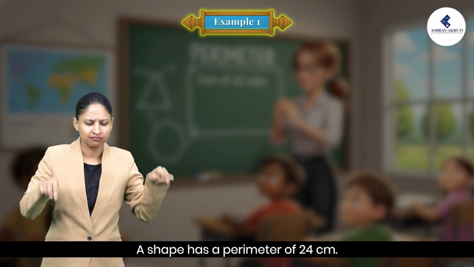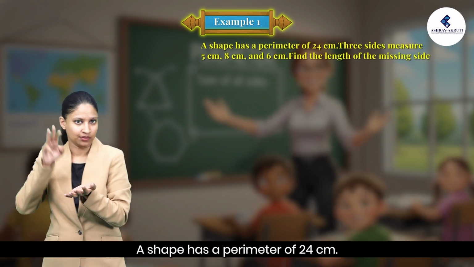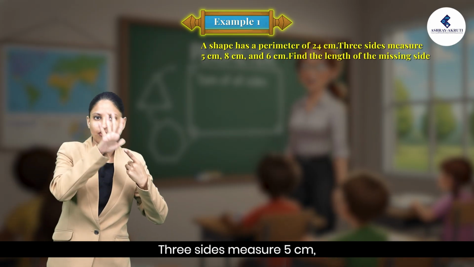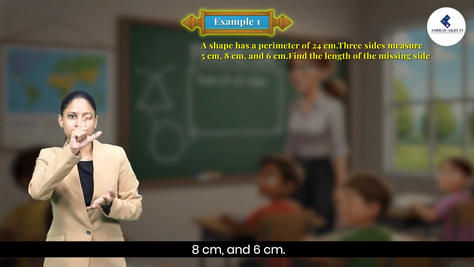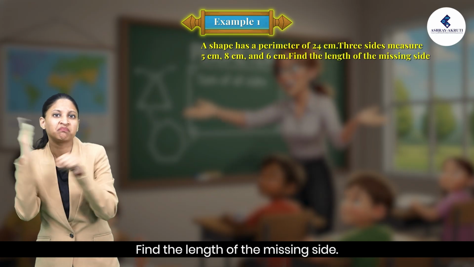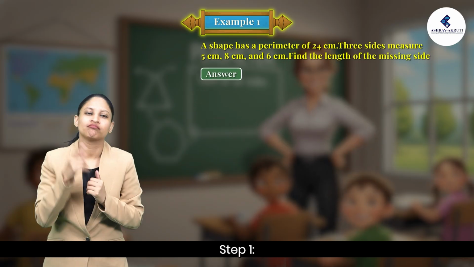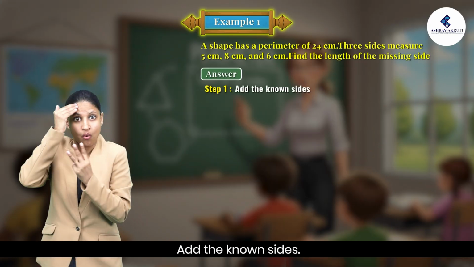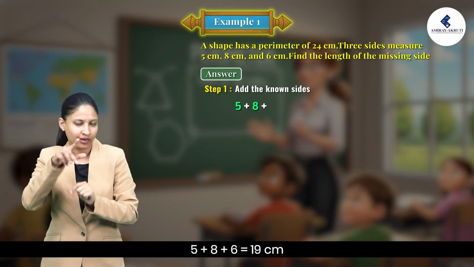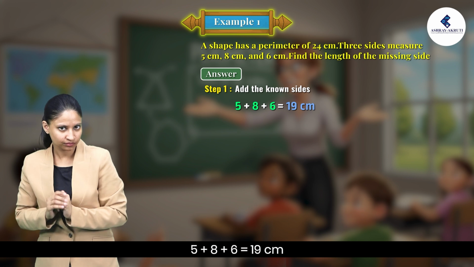Example 1. A shape has a perimeter of 24 cm. 3 sides measure 5 cm, 8 cm and 6 cm. Find the length of the missing side. Answer. Step 1. Add the known sides. 5 plus 8 plus 6 is equal to 19 centimeters.